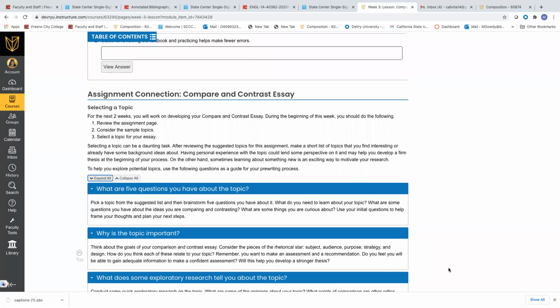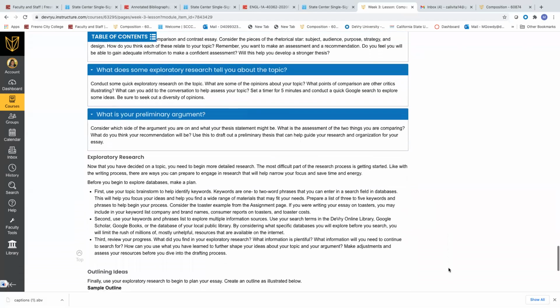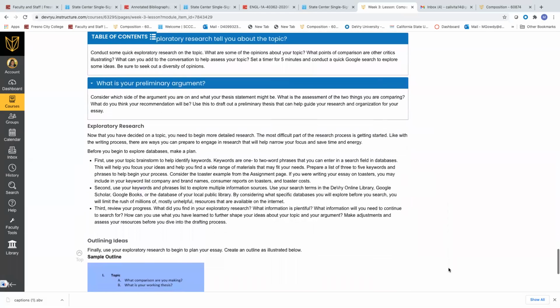It will help you very much. So, exploratory research. Now you have decided on your topic. You need to begin more detailed research. The most difficult part of the research process is getting started. Like with the writing process, there are ways you can prepare to engage in research that will help narrow your focus and save time and energy.